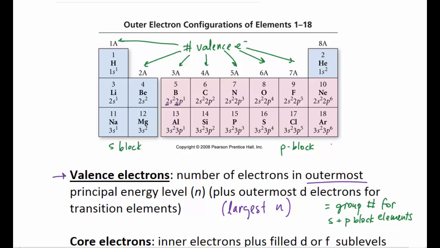So that's why something like neon has 8 valence electrons. Argon has 8 valence electrons, and it continues on downwards that way. Helium only has 2 valence electrons, but that's a little bit of an anomaly. All the other noble gases will continue to have 8 valence electrons through the rest of the table.